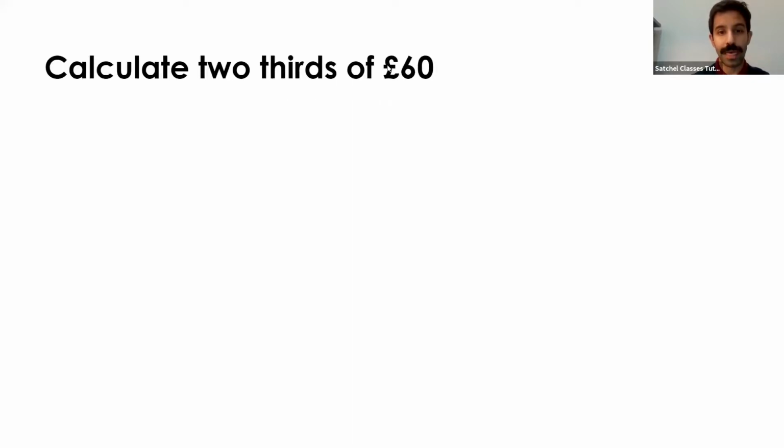However, the word "of" here, so I'm just going to use my pen, the word "of" means multiply. So whenever you want to work out a fraction of an amount, the word "of" means multiply. And we can rewrite this as 2/3, and instead of "of" we can do the multiplication sign, then 60 pounds. And rather than writing 60, I will write 60 over 1.